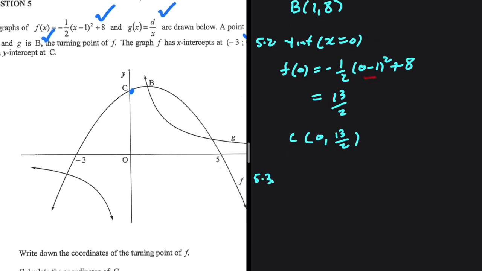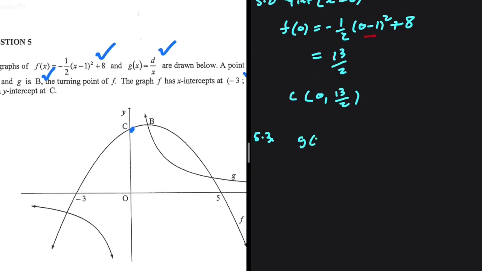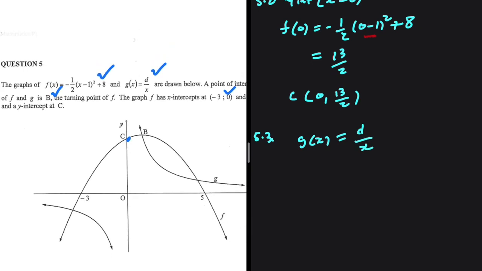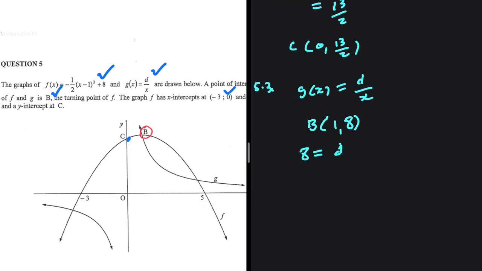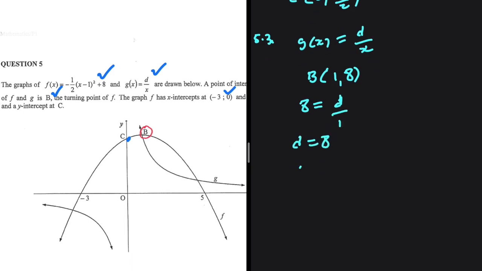Calculate the value of d. d is a variable in g of x. Well, we know that g of x is equal to d divided by x. We are told that g of x and f of x touch at b. So b is a point on g of x. But lucky for us, we've already determined the coordinates of b. The x value is 1 and the y value is 8. If we substitute that into g of x, which we can do with no issues whatsoever because b lies on g of x and f of x, we're going to have 8 in place of the y value being equal to d divided by x, which is 1. It should be easy to see now that d is equal to 8. So basically, g of x is equal to 8 divided by x.